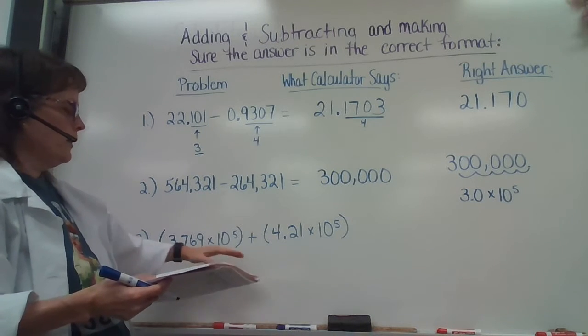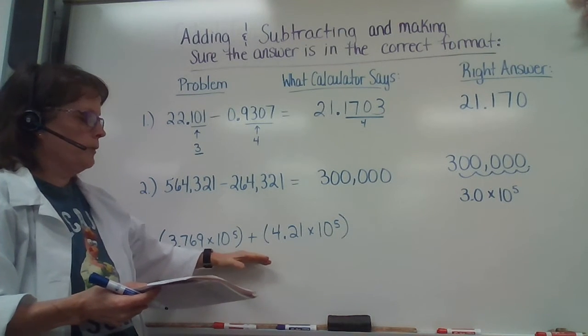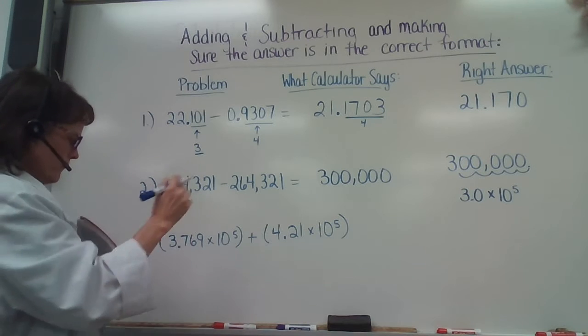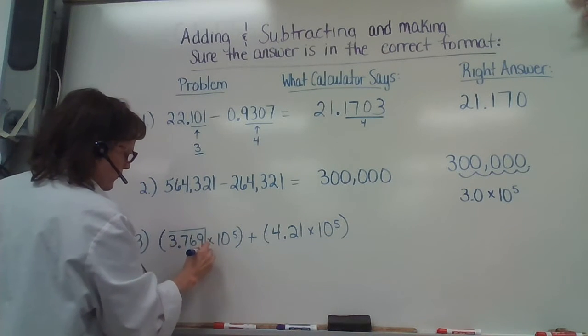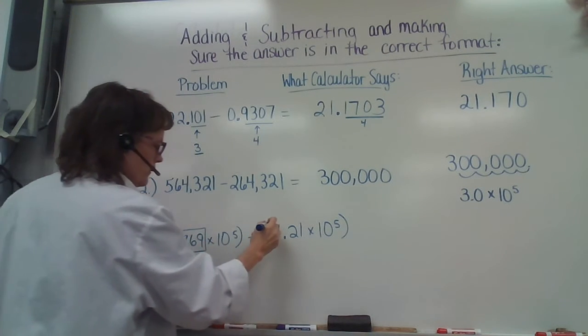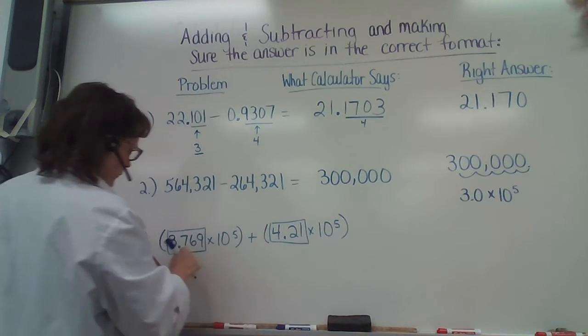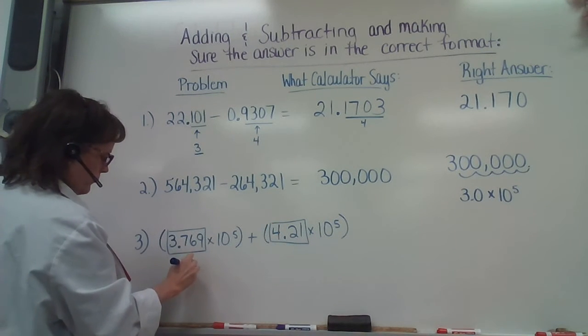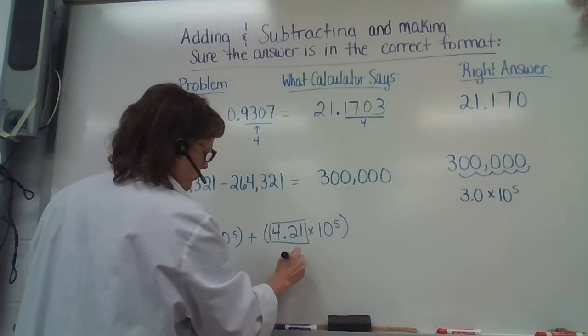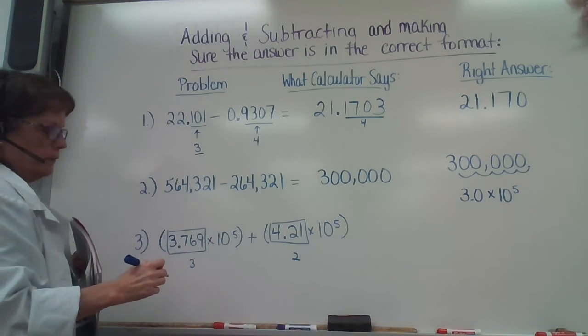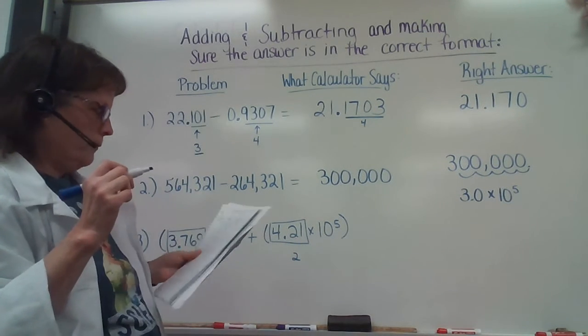All right, this next one has to do with the problem being written in scientific notation. In this case, we are only looking at this coefficient here. Okay, so how many places after the decimal? There's 3 in this one. There's only 2 in this one. So our answer has got to have just 2 places after the decimal.